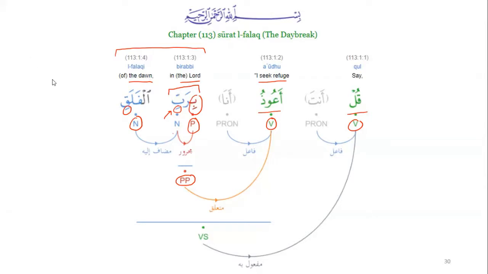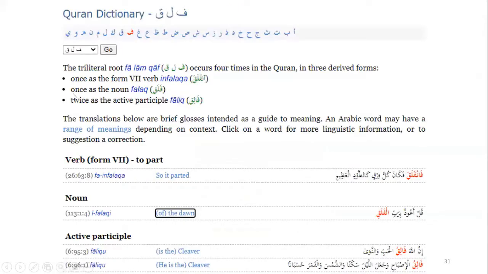Now let's take a closer look at these words. I think none of these words are new, so the only word that is new here is falaq, and the root letters are fa, lam, and qaf. Now this occurs only 4 times in the Quran and is in 3 derived forms. So the first one is a verb derived form, which is in form 7, An-Falaq. The second one is once as a noun, which is what is being used over here, simply meaning the dawn, and twice as the active participle Faliq.